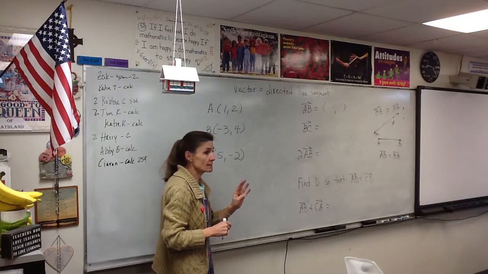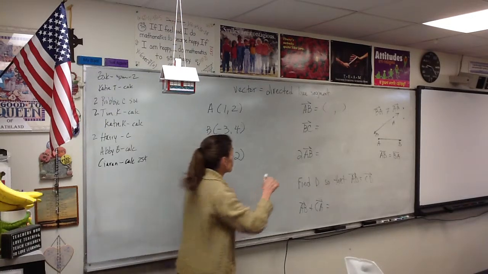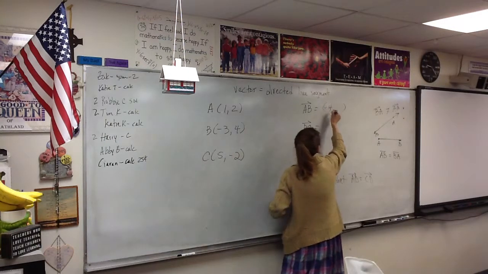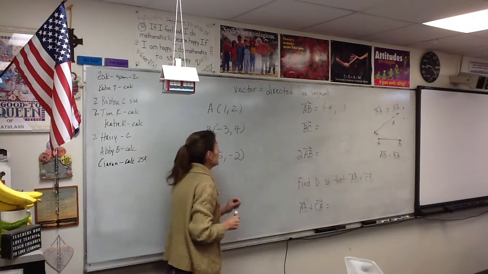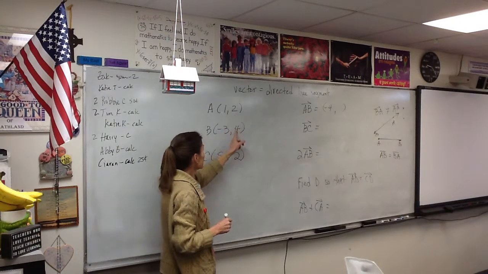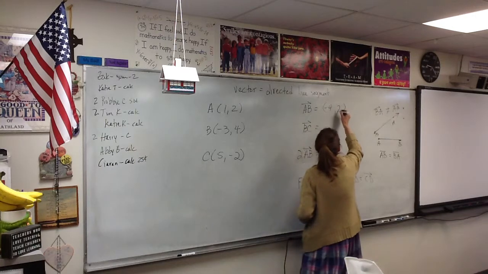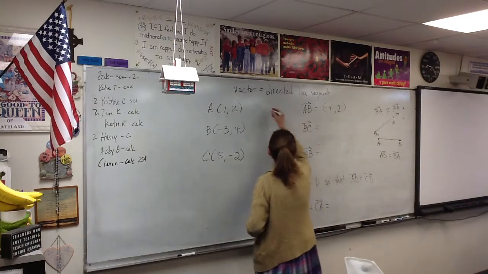Don't say 4, say -4. Haven't you backed up 4? So your x-coordinate of your vector is -4. Now what about your y-coordinate? You started at 2 and went to 4. So that's 2.